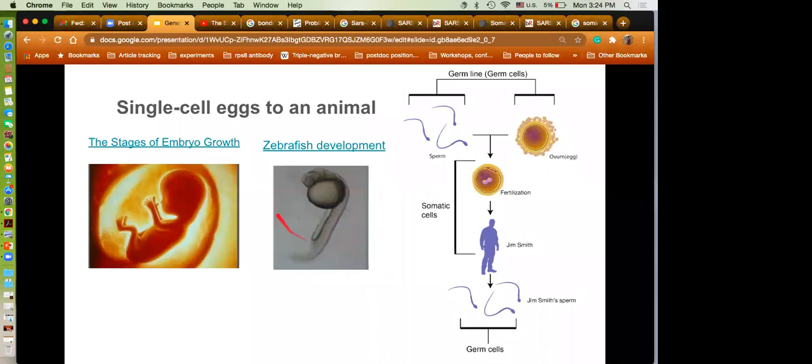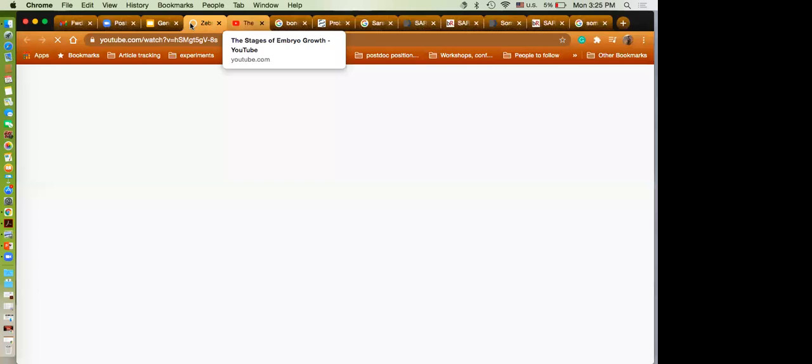Similarly, animals also have something similar, where this is a zebrafish embryonic development, which happens quicker than humans. We humans take 9 months to grow.